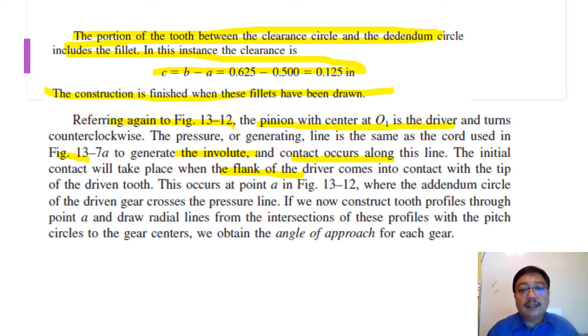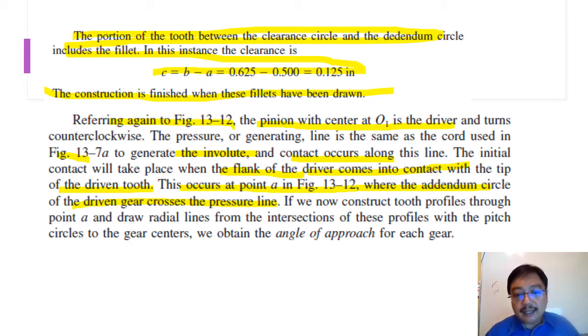The driver comes in contact with the tip of the driven tooth. This occurs at point A in figure 13.12, where the addendum circle of the driven gear crosses the pressure line. Remember what is the location of the addendum? If you take the tip of the gear and divide it into two parts, upper side and lower side, dividing them in half, the upper side is the addendum, and the lower side is the dedendum. If we now construct the tooth profile through point A and draw radial lines from the intersection of this profile with the gear centers, we obtain the angle of approach for each gear.